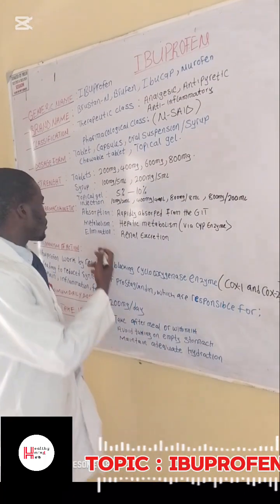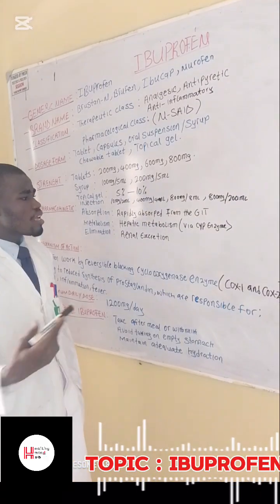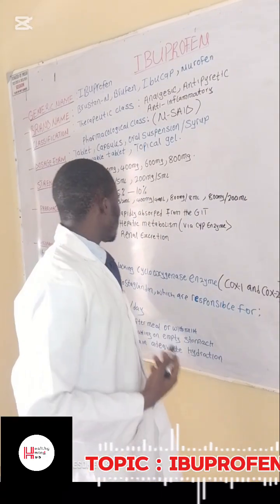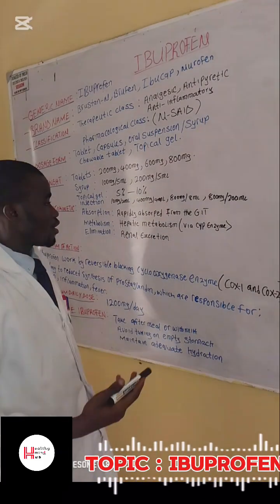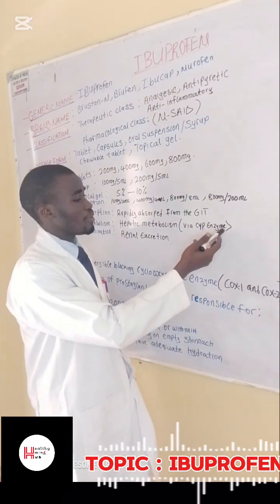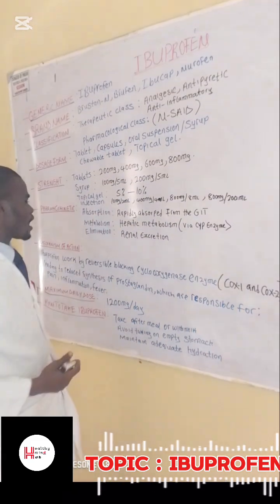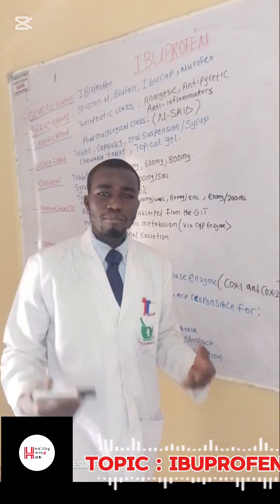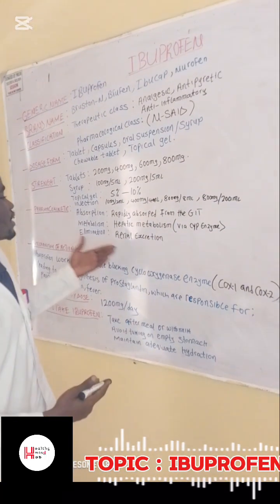Now, what is the metabolism of ibuprofen? Ibuprofen is metabolized in our liver via CYP enzymes. These are the enzymes that metabolize ibuprofen. And how does our body eliminate ibuprofen? Our body eliminates ibuprofen through renal excretion.